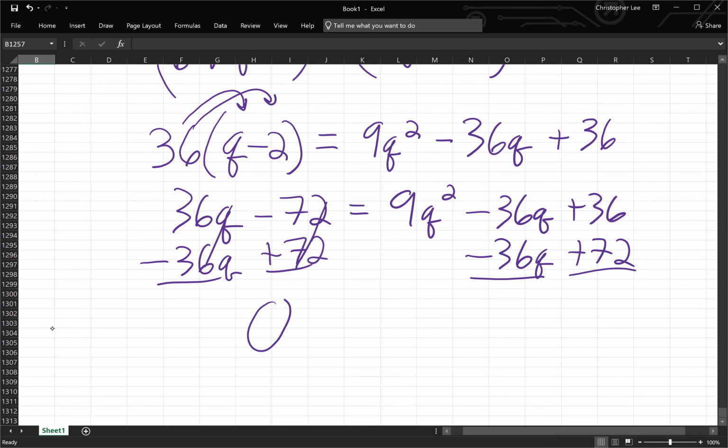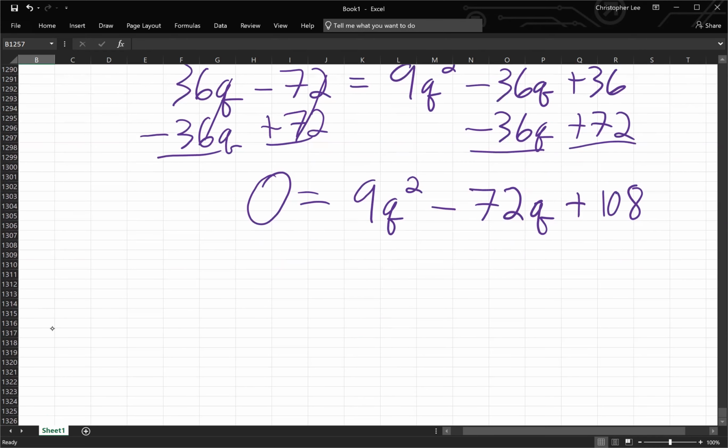So now what do I have? 0 is equal to 9Q squared minus 72Q plus, what's that? 108? Something like that, right? Y'all know I ain't going to answer that joint, right? Greatest common factor? What's that? Not Q. 9, right? I'm gonna factor out a 9.